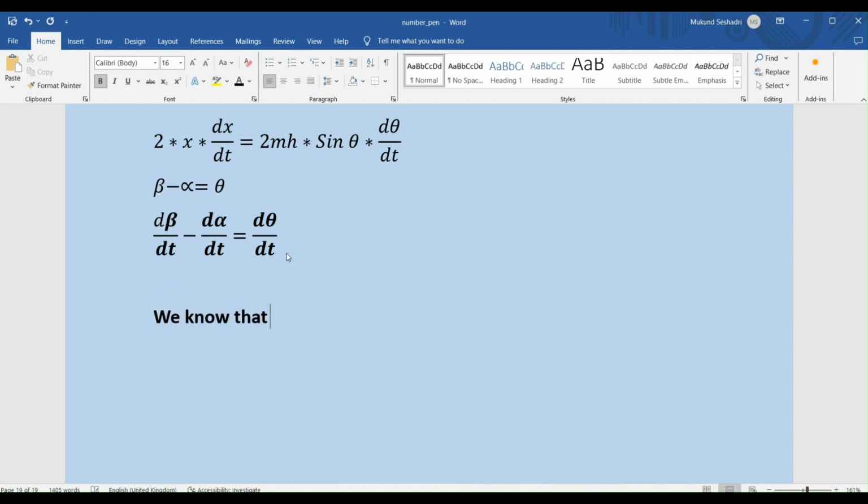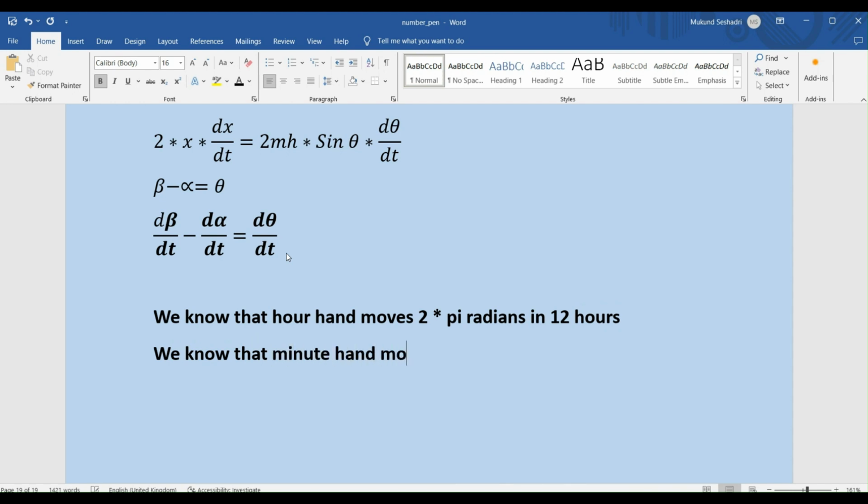So we know that the hour hand moves 2 into pi radians in 12 hours, right? So it completes one full circulation in 12 hours. And we know that the minute hand moves 2 into pi radians in 60 minutes. So in 1 hour, you see that the minute hand comes back to the same position where it was 1 hour ago, right?